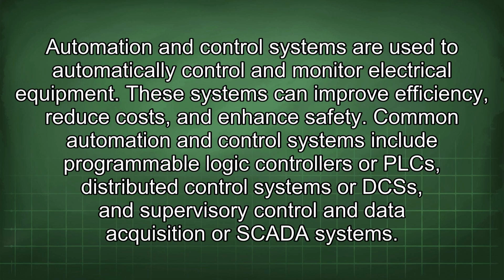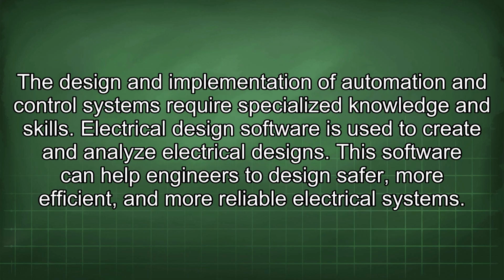Automation and control systems are used to automatically control and monitor electrical equipment. These systems can improve efficiency, reduce costs, and enhance safety. Common automation and control systems include programmable logic controllers or PLC, distributed control systems or DCS, and supervisory control and data acquisition or SCADA systems. The design and implementation of automation and control systems require specialized knowledge and skills.